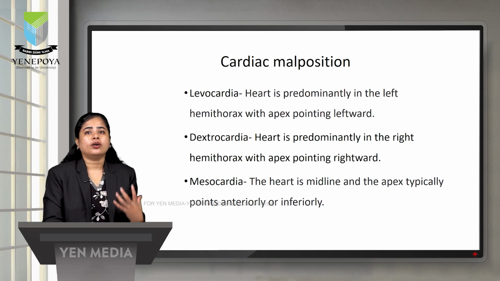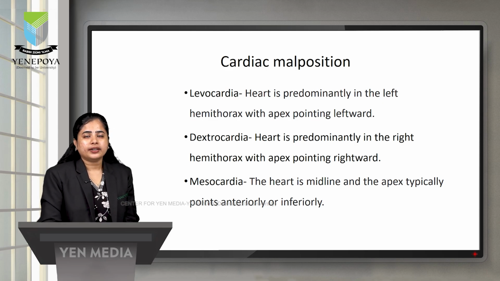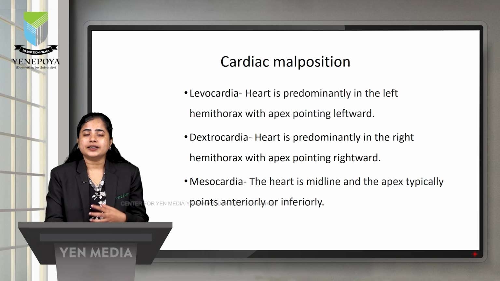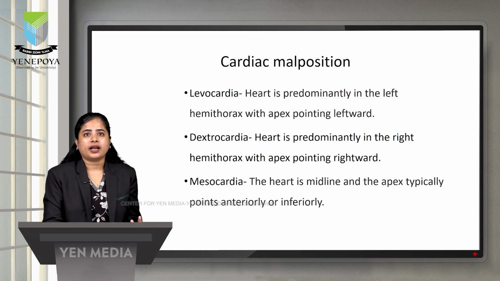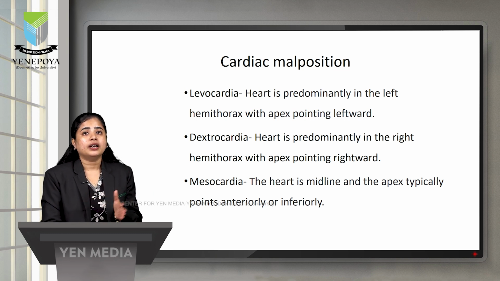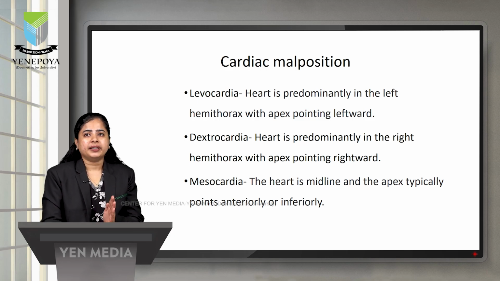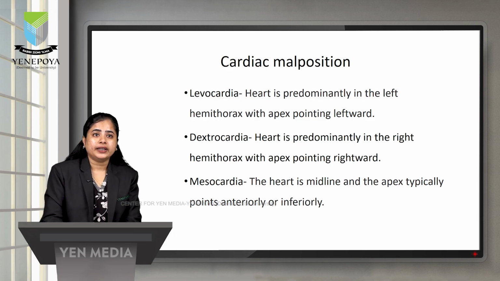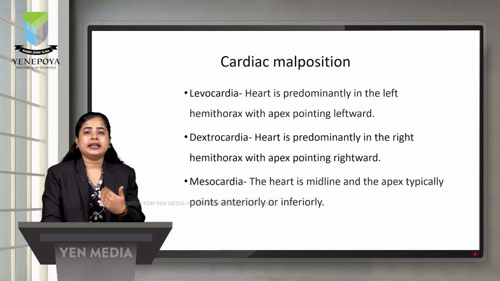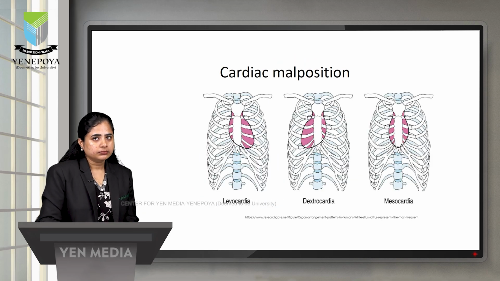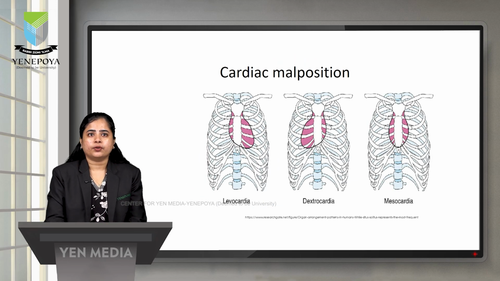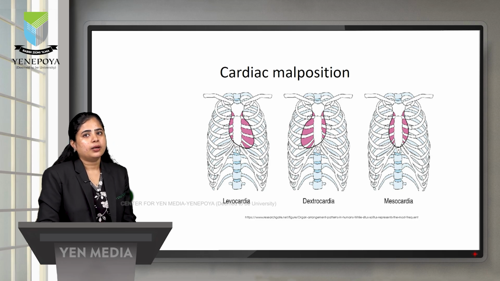Coming to the cardiac malposition, levocardia is a normal condition where our heart is located predominantly in the left hemithorax, with the apex pointing towards the left side. Dextrocardia is where the heart is prominently in the right hemithorax, with the apex pointing to the right side. Mesocardia is where the heart is located in the midline, and the apex usually points anteriorly and inferiorly. So these are the diagrams for levocardia, dextrocardia and mesocardia.